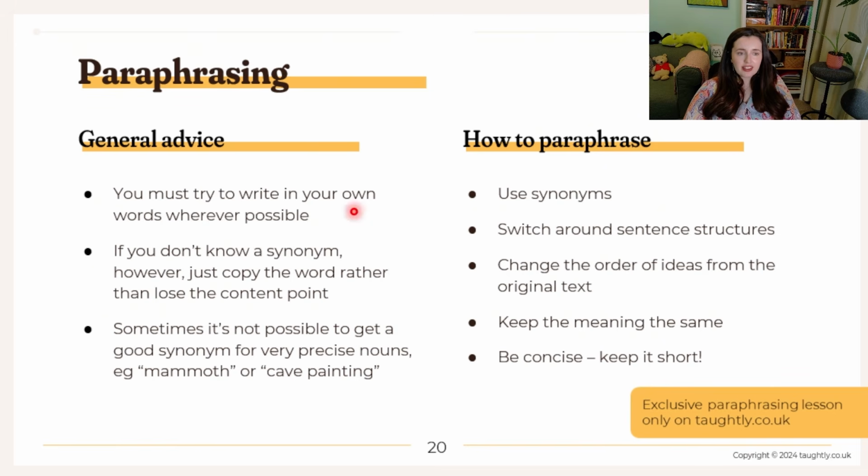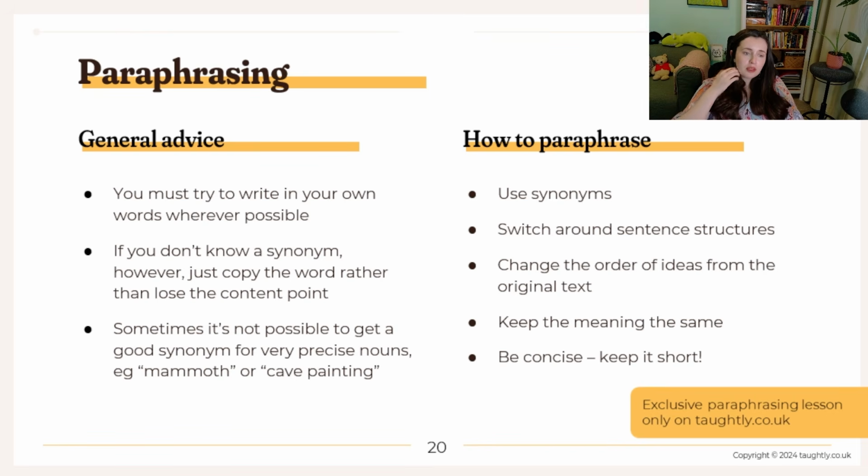So general advice is try to write in your own words wherever possible, but remember that there are more marks for reading than writing. So if you can't think of a good synonym, I would rather that you just copied the word down directly, because if you use a synonym and that synonym is wrong, you've lost the reading mark and potentially a writing mark as well, because the examiner is no longer going to understand the point that you were making and you've used a poor choice of words. So unless you're confident in your synonym, just copy it down.